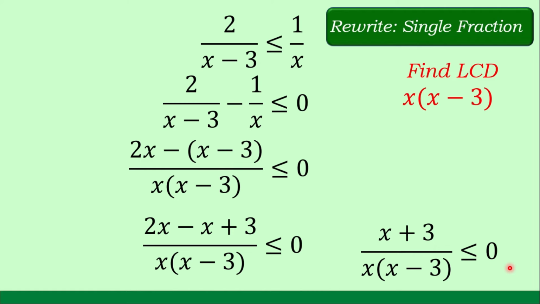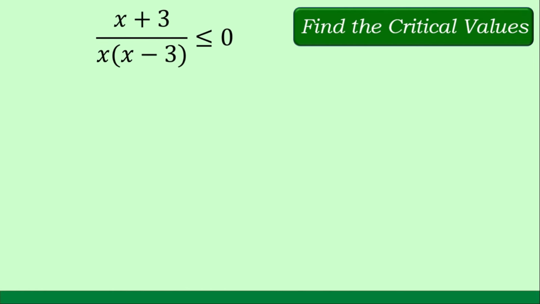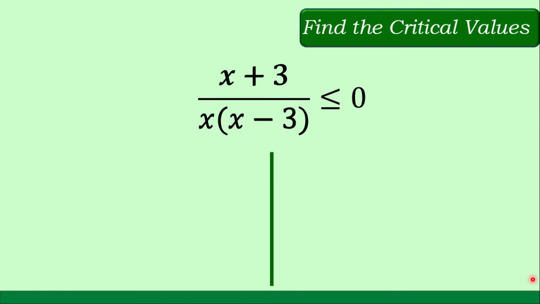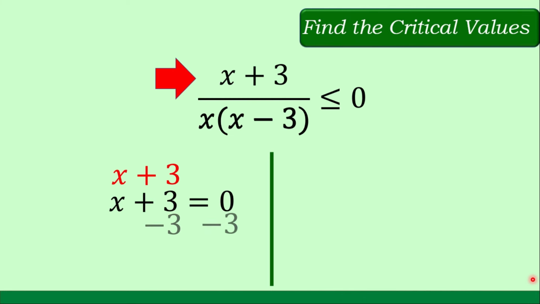We are still in step 1, but do not worry because we already have a single fraction on the left side and 0 on the right side. So that means we can proceed now to our second step, finding our critical values. Again, our critical values are those values that would make the numerator and the denominator 0. Focusing on that, let's take out our numerator first, x plus 3. Equate that to 0, subtract 3 from both sides, and you'll get x is equal to negative 3.